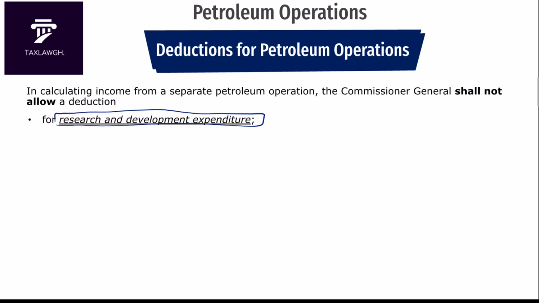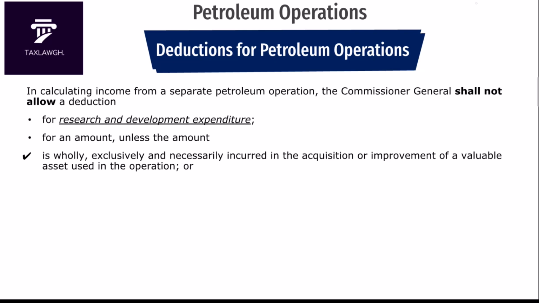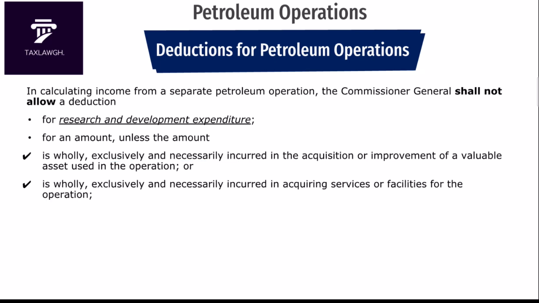I've seen this being tested at least 3 times so far. In 2 cases, they will ask you to give the tax treatment of research and development expenditure for petroleum operations and mining operations. In the other one, they added R&D as part of the expenses to see if you have to disallow it. So please remember, R&D expenses are not deductible for petroleum operations. Remember this. What else? Any amount that is not wholly, exclusively, and necessarily incurred in the acquisition or improvement of a valuable asset will not be deductible as well. Or any amount that is not wholly, exclusively, and necessarily incurred in acquiring services will also not be deductible.